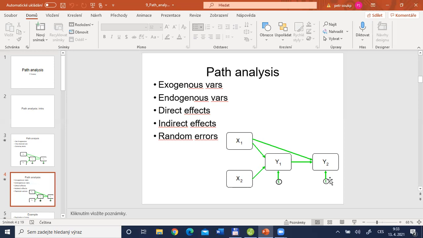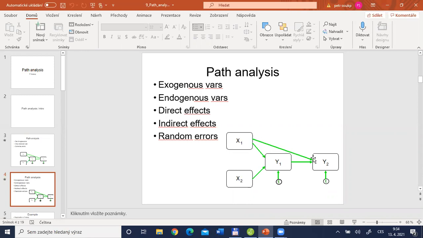So this is a description of exogenous and endogenous variables. And we will replace discussion about dependent and independent by these endogenous, exogenous terms. Next, two terms that are necessary here to define are so-called direct effects and indirect effects. So, for example, as you can see, x1 is influencing y2 directly, there is a single-headed arrow.